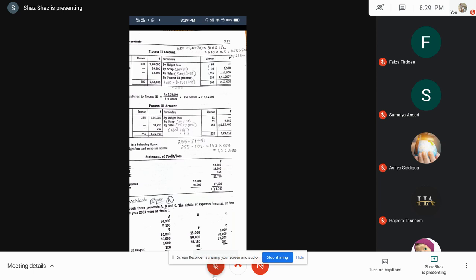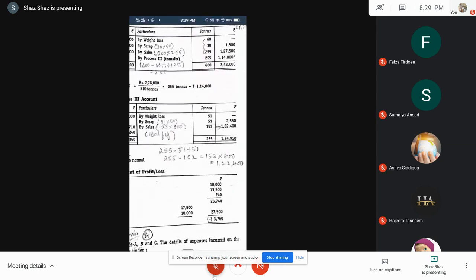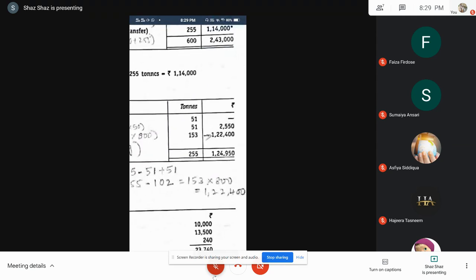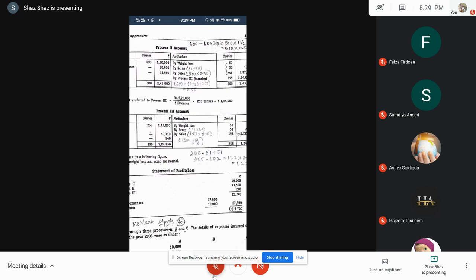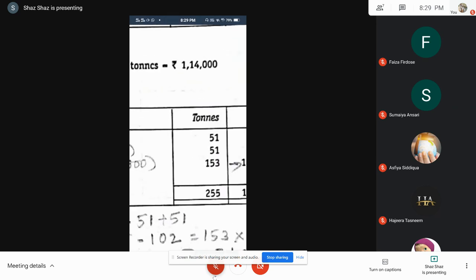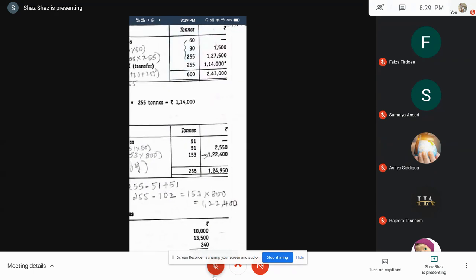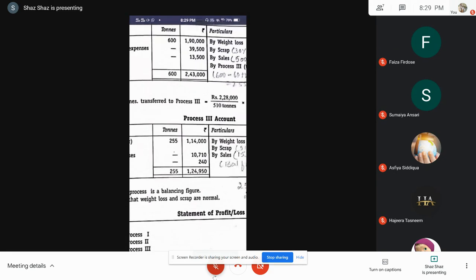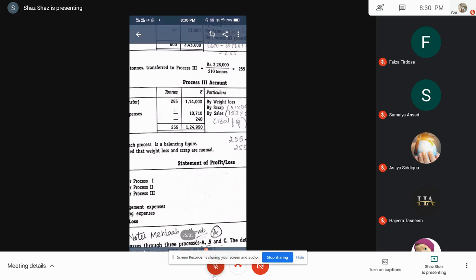Sometimes we take a formula for this, just for output we calculate the formula. So for sales, now, further it is sold for how much? Here, look, the last is 800. So we have to multiply by that 800. 153 into 800 is 1,22,400. Then 1,14,000 and 10,710, if you subtract, the profit balance figure is 250. That's all, your profit will be 250 for process 3.